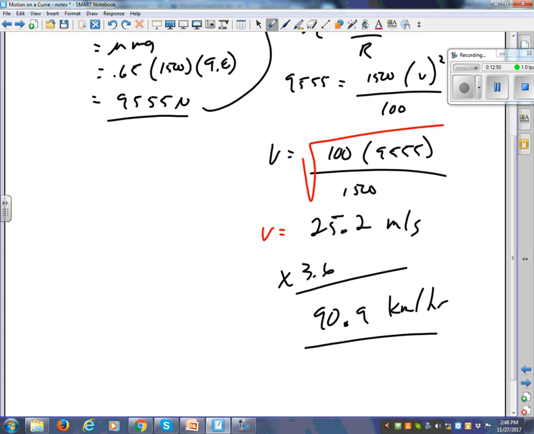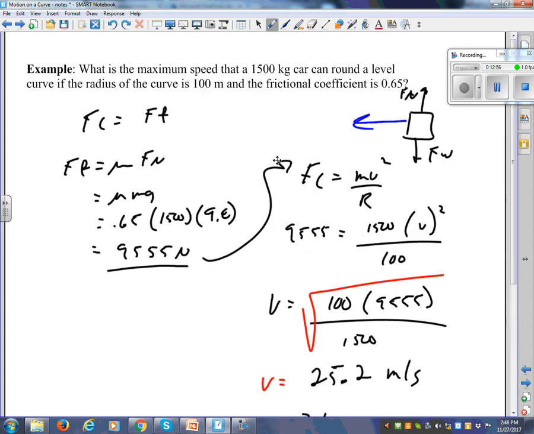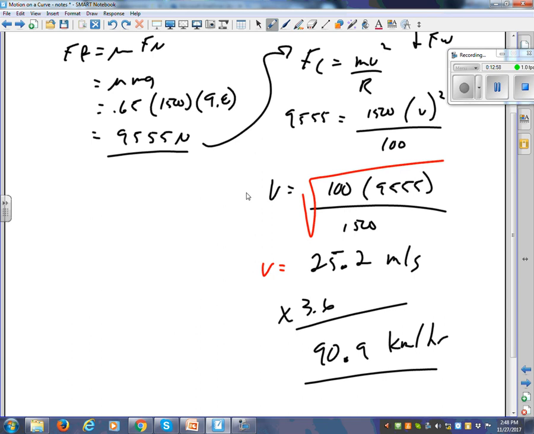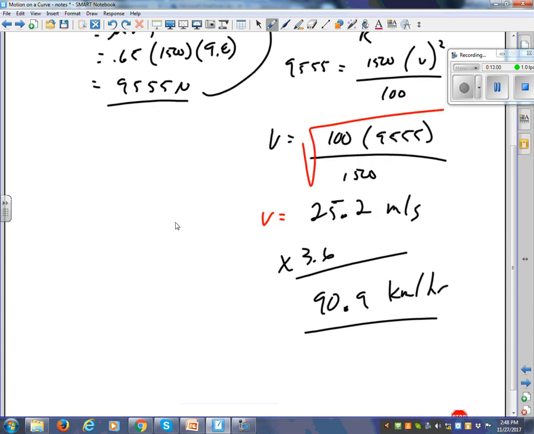Now hang on, that frictional coefficient of 0.65 is dependent upon the two surfaces. So if I've got really lousy tires, and you've got super duper tires, your coefficient is going to be a little bit more than mine.